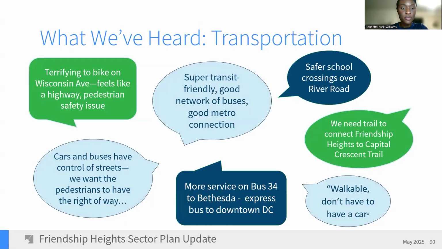Next slide, please. So what we've heard so far about transportation is that the area has great transit and is very walkable. We've also heard that it's terrifying to bike on Wisconsin, that there's a need for safer crossings across River Road and for more bus service to downtown DC as well as Bethesda, and for a connection from Friendship Heights to the Capitol Crescent Trail.